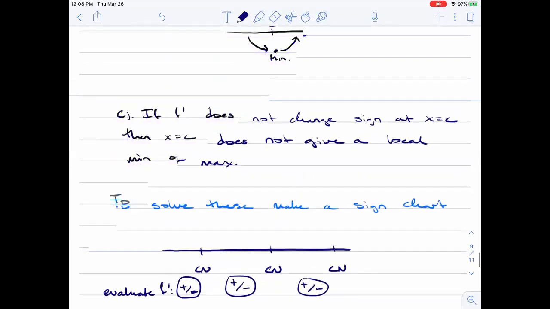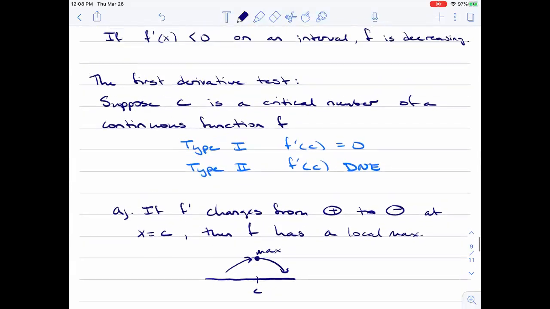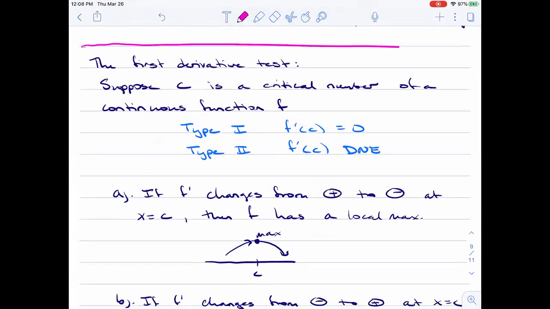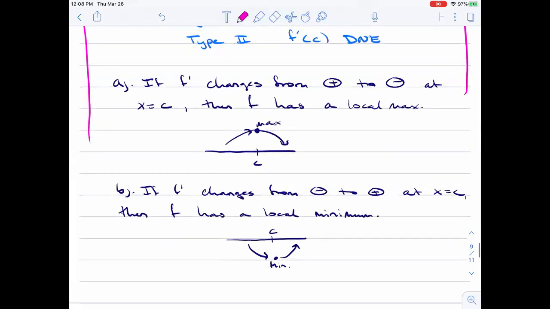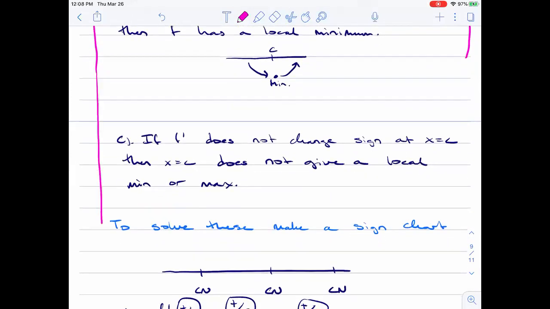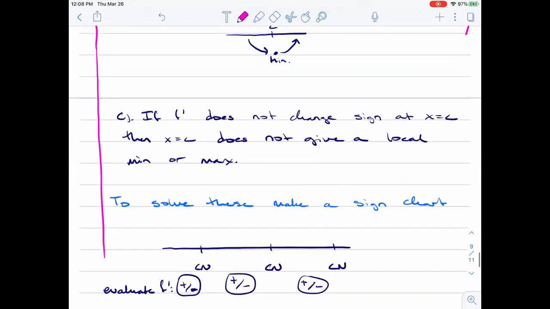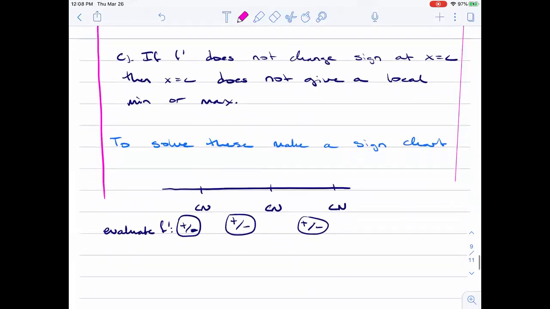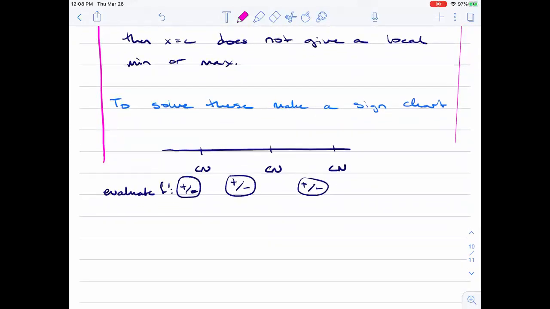So what I'm going to do is put a box around the first derivative test, because that's how we're going to find maximums and minimums. Sure, I'll put the sign chart in there too.